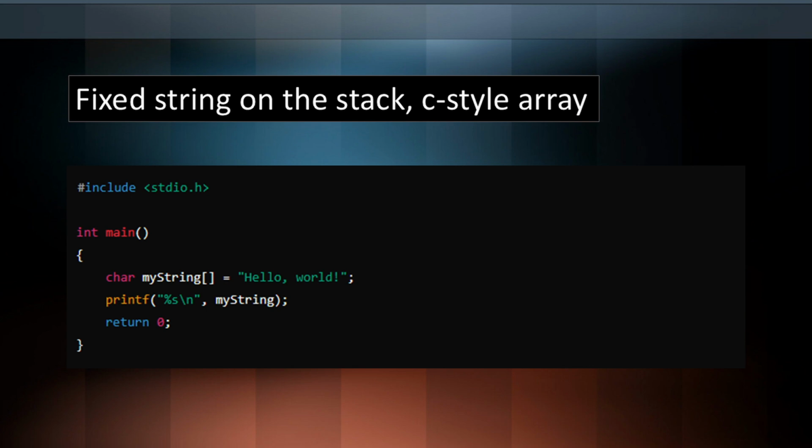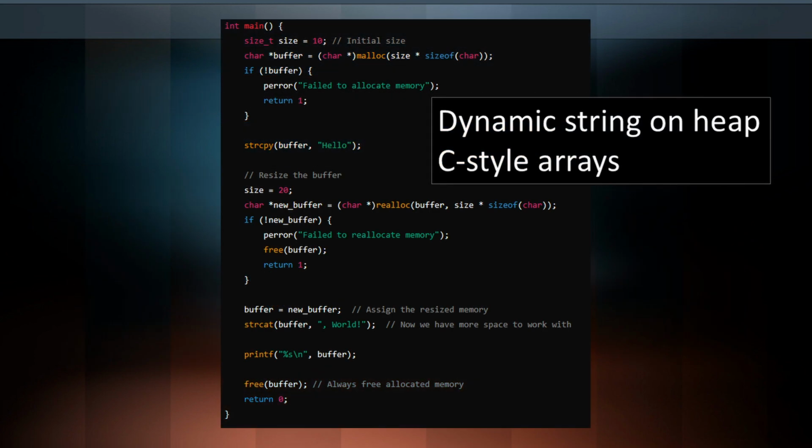So printing a C-style array is easy. You set it up like this. Pretty straightforward. This memory is on the stack. But what if you want to make it dynamic? Well, you can do it on a dynamic basis, like using malloc and realloc.